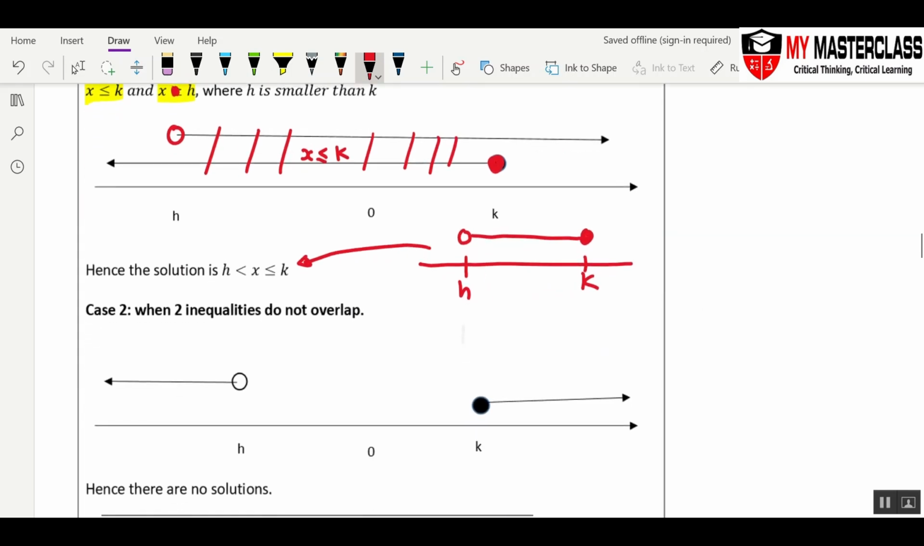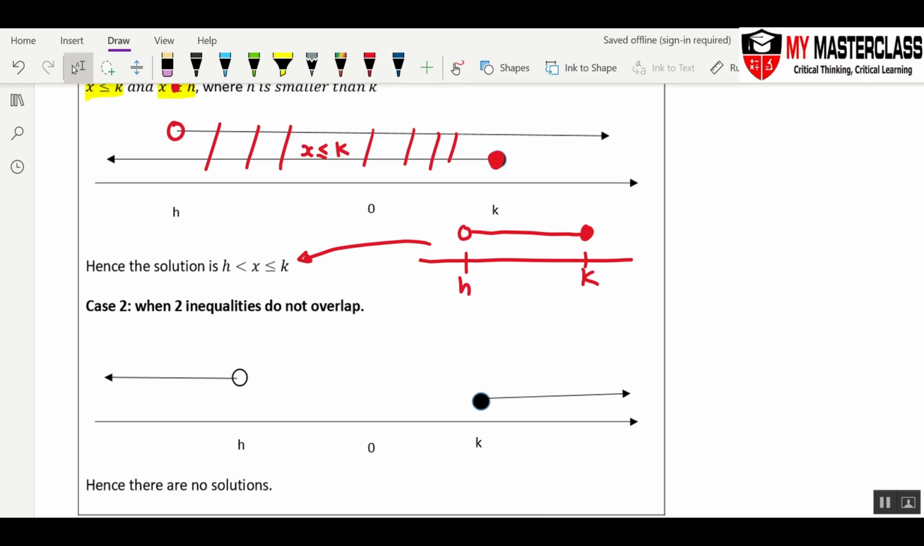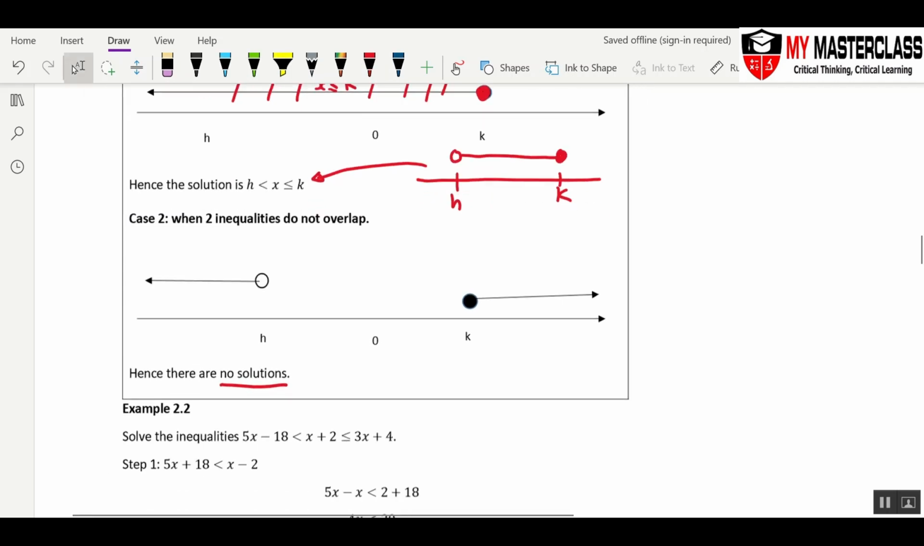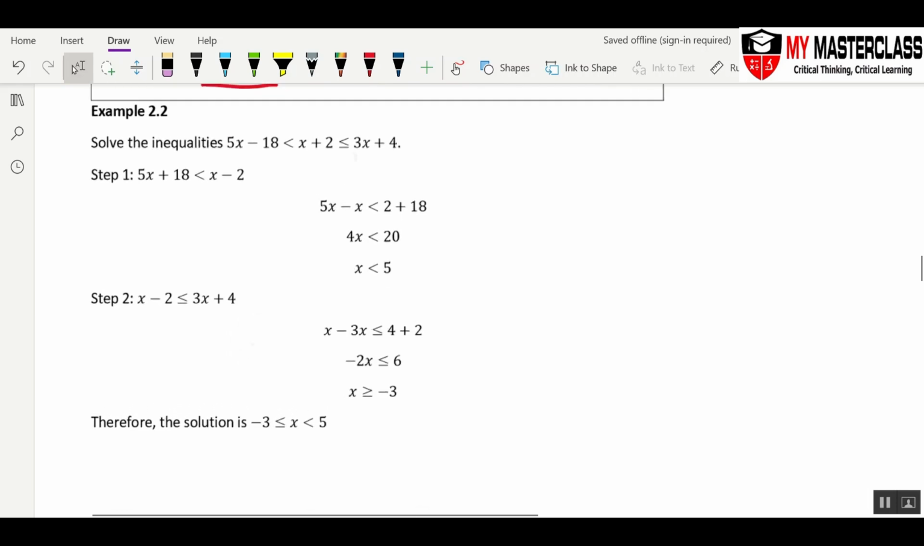When two inequalities do not overlap, which is not very common, there will just be no solution. So be careful. If you cannot visualize, then please draw it out. Not all the time you will get case number 1. Sometimes you may get case number 2, and then you have to say that there is no solution. How do we apply it to the question?